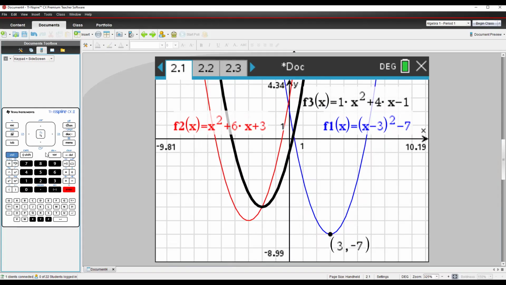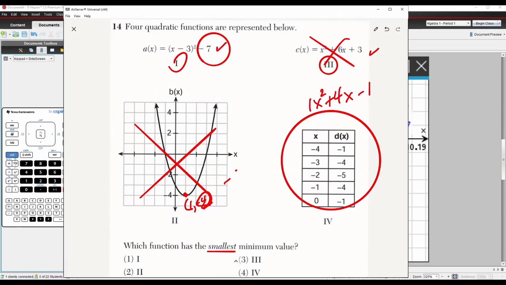You don't have to do more work than you need to. This is the reason I wanted to put all of the functions on the same graph, because it's easy to see that the blue one is the lowest. The red one is second, the black one is probably third, and then this one has a -4, so this one is fourth.